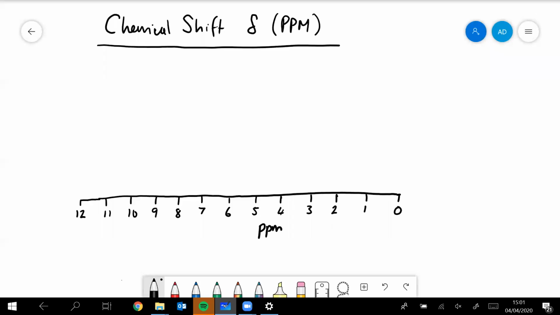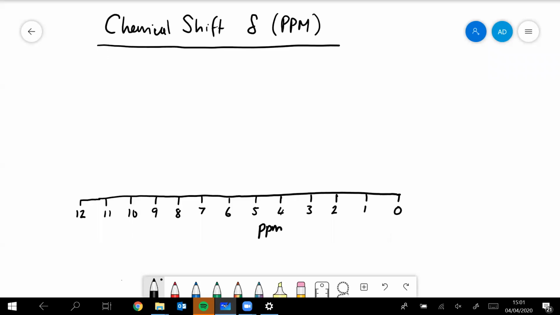Okay, we've had a few videos where we've been looking at NMR to work out the structure of different compounds. Now, just have a little break from that to talk a little bit more about what causes chemical shift.